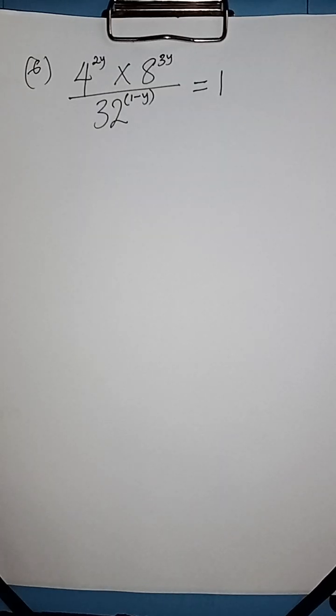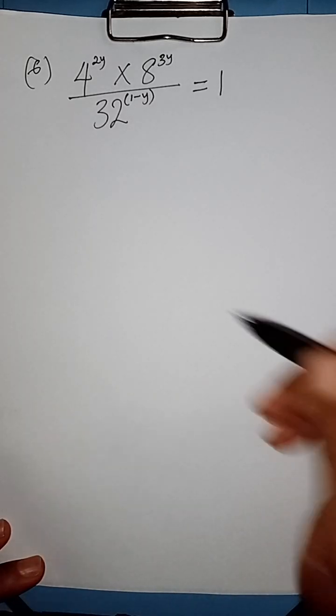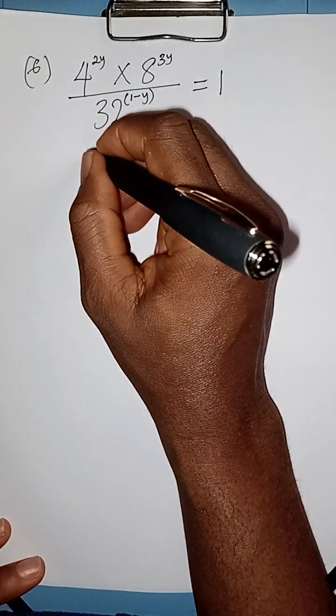Okay, this is another example, and it's going to be the last example on the equations with indices. 4 raised to power 2y times 8 raised to power 3y divide 32 raised to power 1 minus y equal to 1. Now, please pay attention to this so that you don't make any mistake. We are going to express all the terms we have there in the equation to have one base, and 2 will be a common base for all of them. So let's start with this.